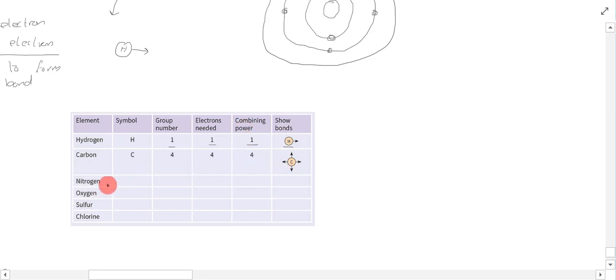So what I want you to do is fill out this table. Do exactly the same for nitrogen, oxygen, sulfur, and chlorine. Pause the video and work through that now, and then we'll have a look and work through it. Okay, so let's work through all of these.